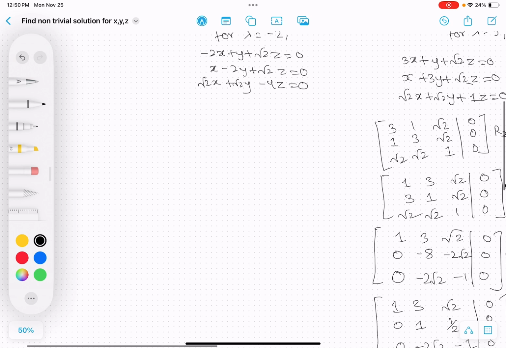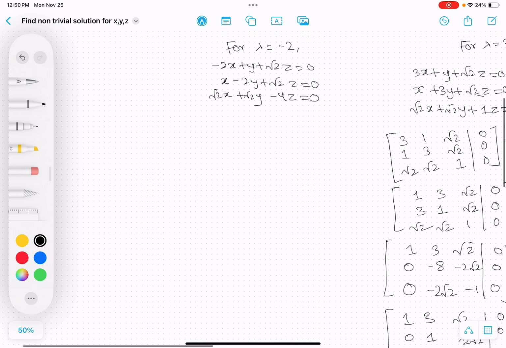Again, let's do the same thing. Now, I think by now you must have gotten bored. Okay. So, 1 minus 2 root 2z.